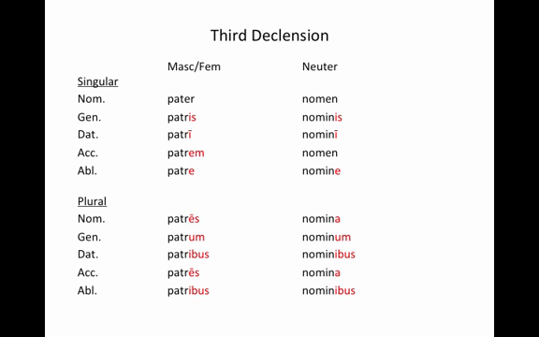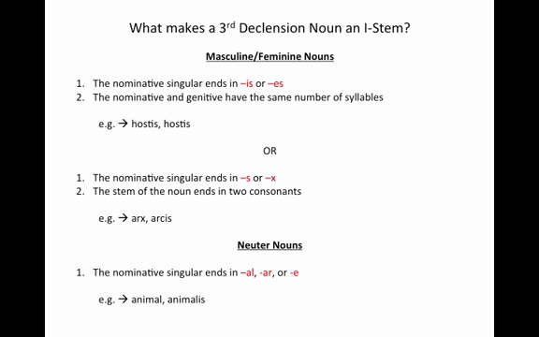So the third declension I-stem is not that much different in its form, but let's talk about what makes the third declension noun an I-stem. If it's masculine or feminine, there are two categories in which I-stems fall under. The first is the nominative has to end in -is or -es, and the nominative and genitive need to have the same number of syllables. Here an example is hostis, hostis, which means enemy.